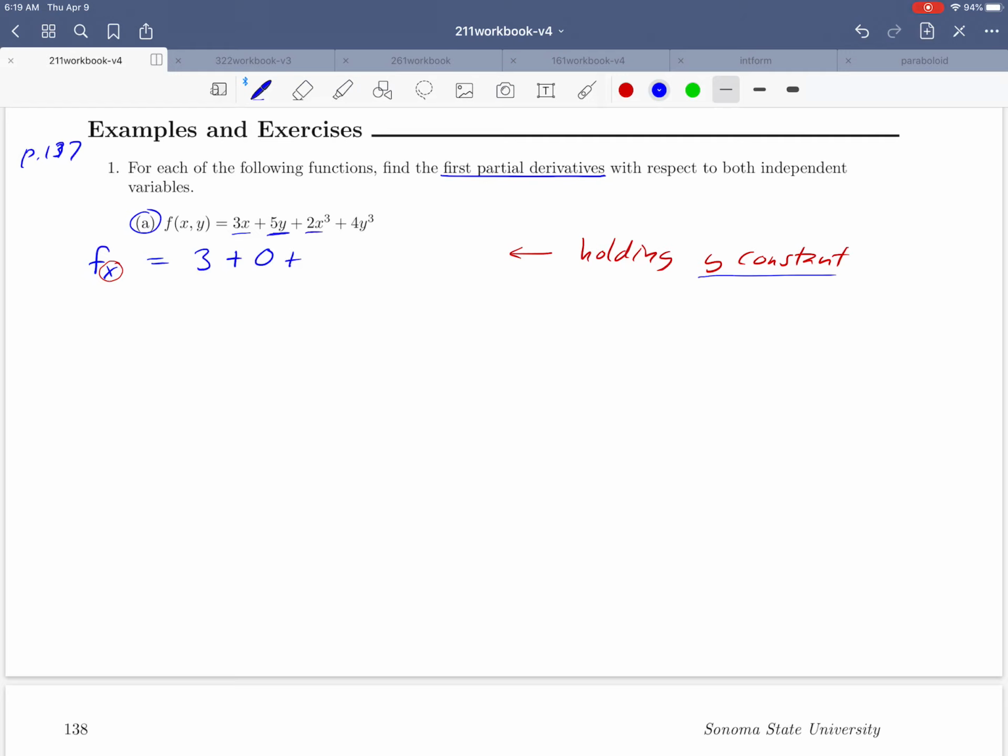And then we come to 2x cubed. Its derivative with respect to x is just going to be 6x squared by the power rule. And then finally, what about the last term, 4y cubed? Okay, well again, y is being treated as a constant, and so that entire term, 4y cubed, is just a number. We're treating it like it's a number, and its derivative is going to have to be 0. Okay, so putting it all together, the partial derivative with respect to x should be 3 plus 6x squared. There's our answer.